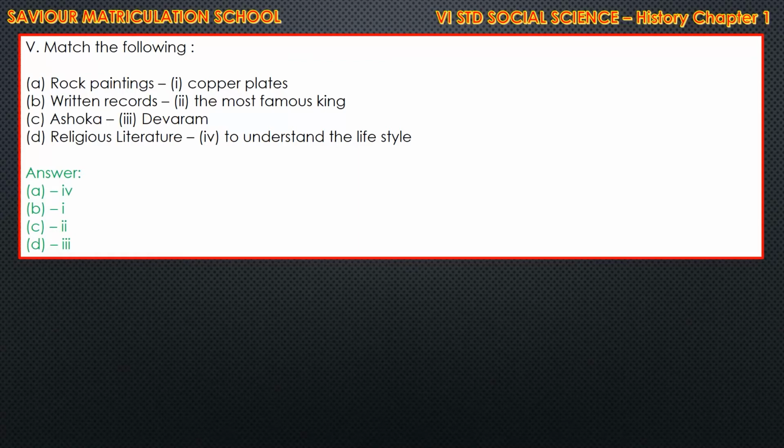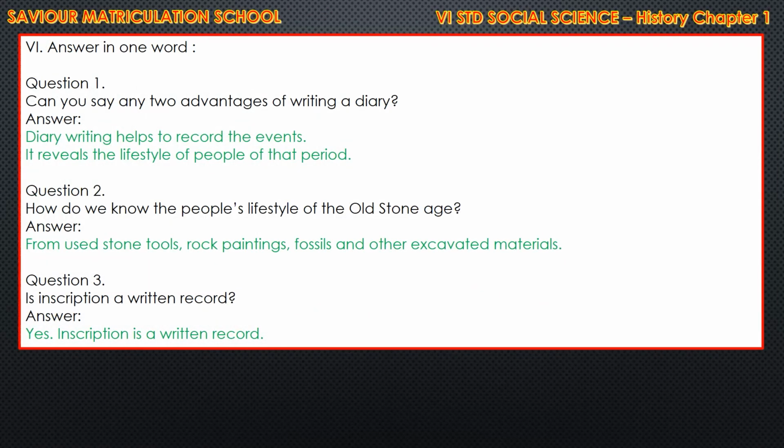You check whether what you have written is correct or not. First one, rock paintings. Yes, very good. Rock paintings, to understand the lifestyle. B, written records. The answer is copper plates. And C, Ashoka. For that, the answer is the most famous king, Ashoka the Great. He was the most famous king. And D, religious literature. One of the religious literature, Devaram. Correct answer. Okay. Next. Roman letter 6.